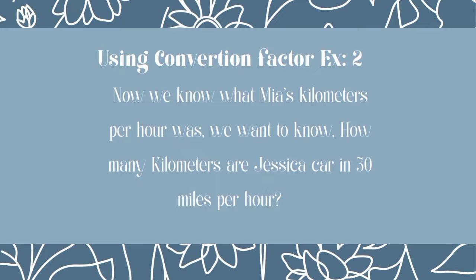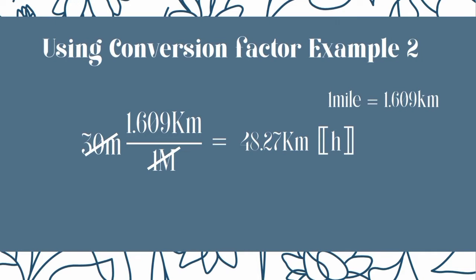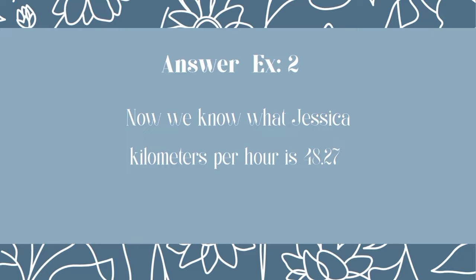Using conversion factor, example 2. Now we know Mia's kilometers per hour. We want to know how many kilometers are in Jessica's car at 30 miles per hour. 1 mile equals 1.609 kilometers, and 1.609 kilometers over 1 mile. On the left side we have 30 miles, which equals 48.27 kilometers an hour. Answer, example 2: now we know Jessica's kilometers per hour is 48.27.